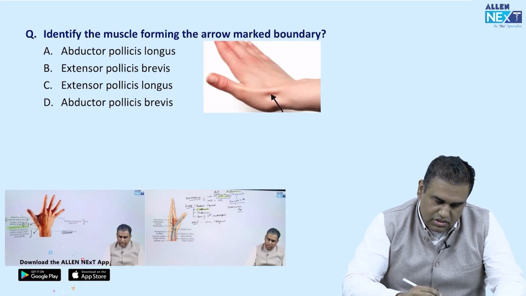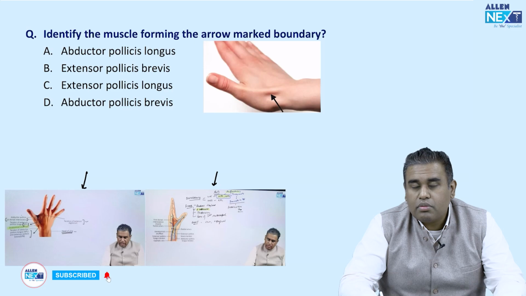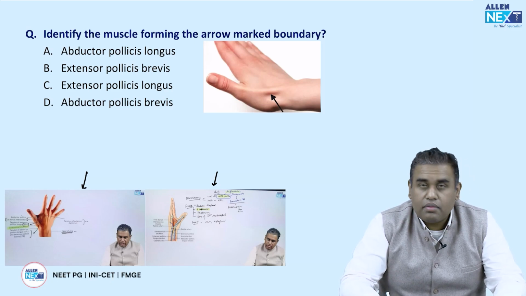Now there will be a few screenshots which you will see in the lower part of the screen. Those are screenshots taken from our various classes. The question says, identify the muscle forming the arrow marked boundary.